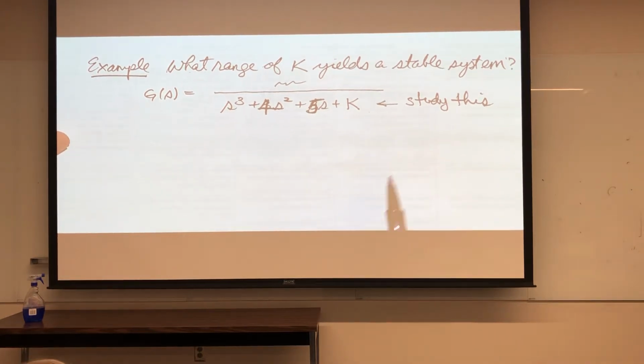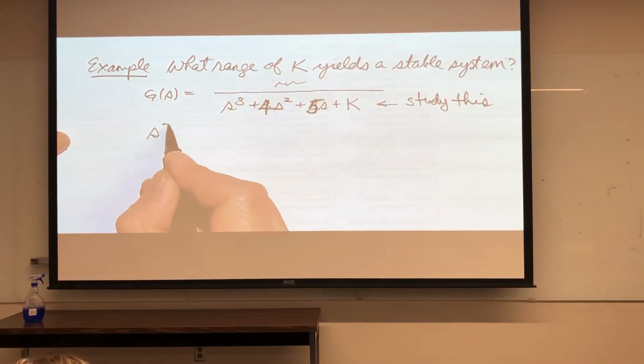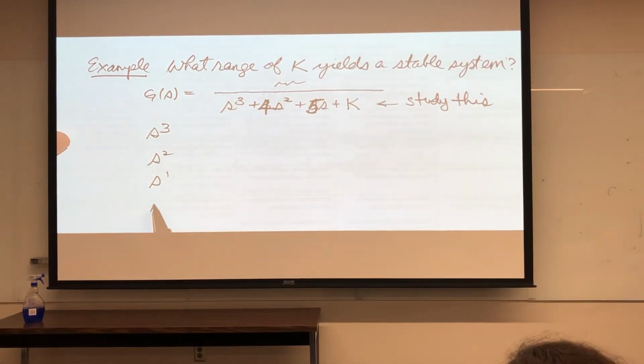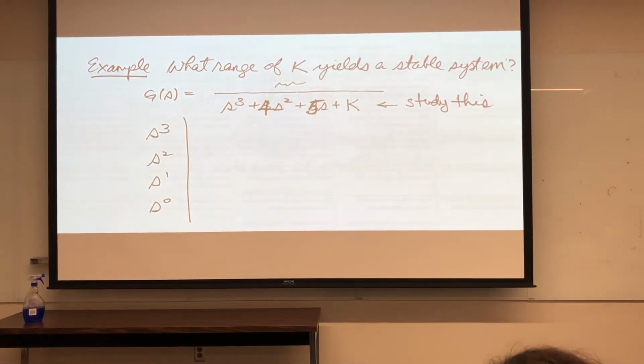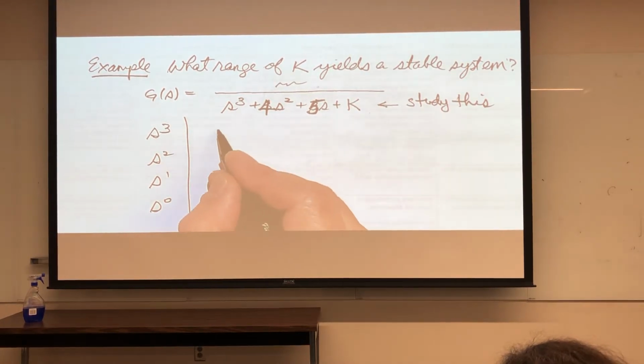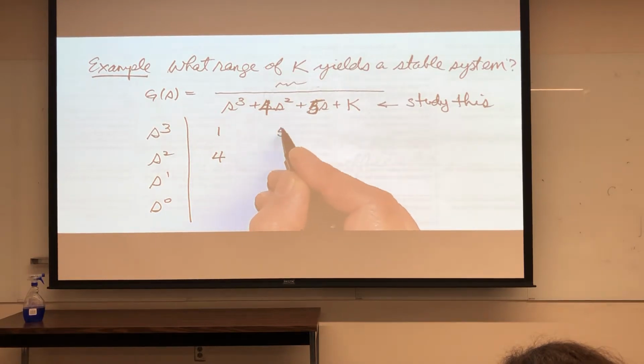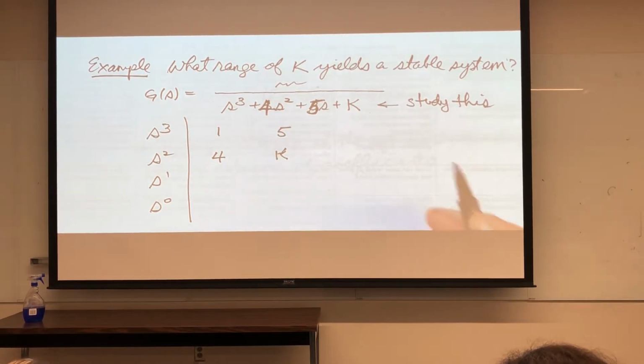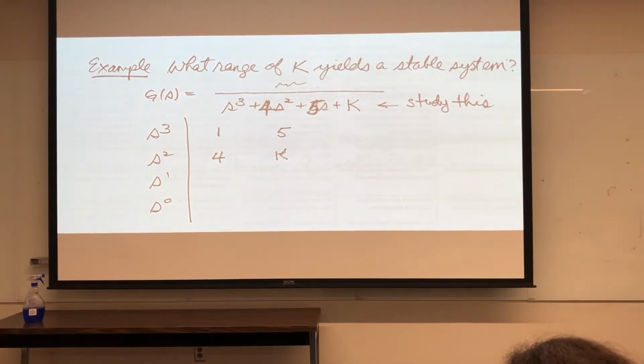Okay, so let me construct my array. Okay, it's a third order polynomial. So I got to list 4 rows: S cubed, S squared, S to the 1, and S to the 0. So then I list my coefficients: 1, 4, 5, K. K is the variable. And then I got to calculate B0, B1, C0, C1.